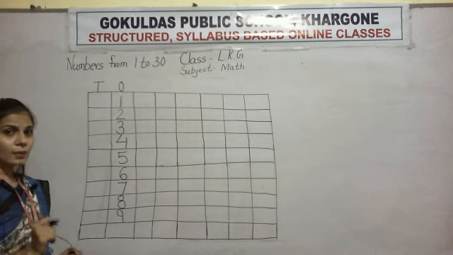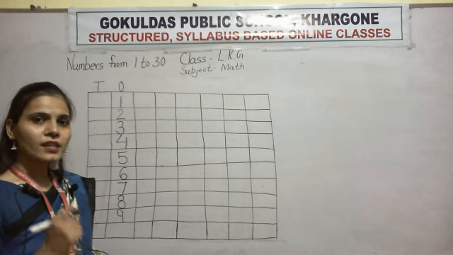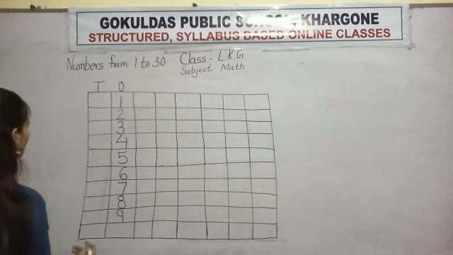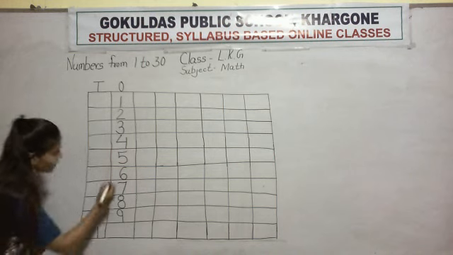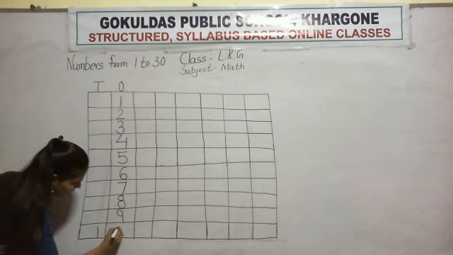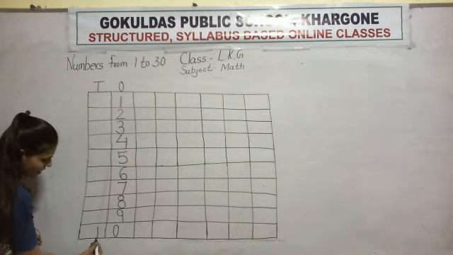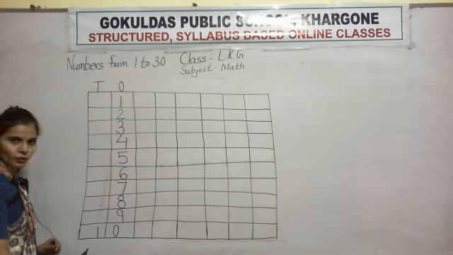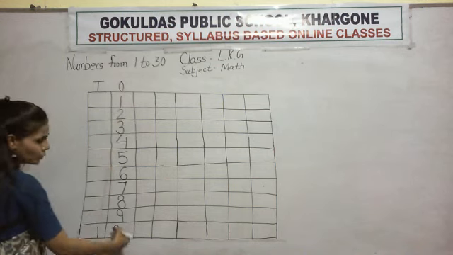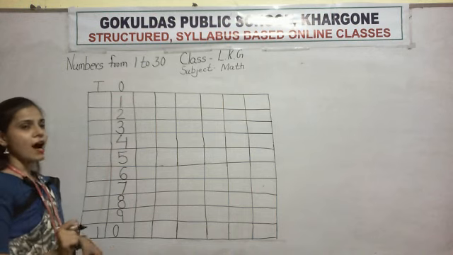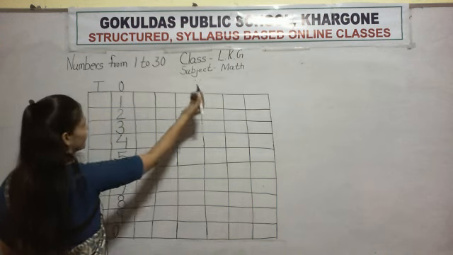Now, after number 9, which number will come? After 9, number 10 will come. And how to write number 10? 1, 0, 10. So, in tens column, we will write 1. In ones column, we will write 0. So, this is number 10. Done? Numbers from 1 to 10. Now after 10, which number will come? We will start next line.